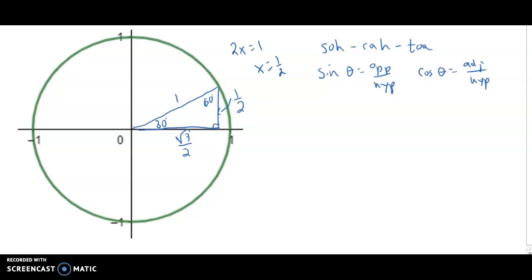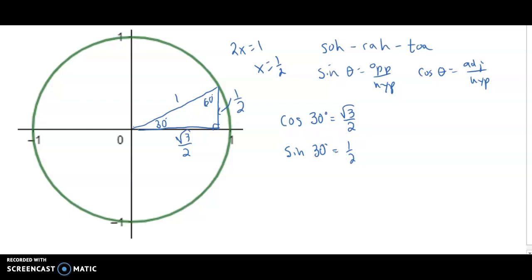So if I'm looking at my 30-degree angle, my cosine would be the one that's not across from the angle. So that would be my square root of 3 over 2, and I would divide that by 1 to give me the square root of 3 over 2. So the cosine of 30 degrees would equal the square root of 3 over 2. The sine of 30 degrees would be the opposite side, which is 1/2 over 1, so it would be 1/2.